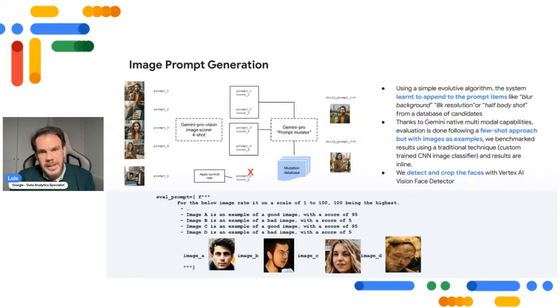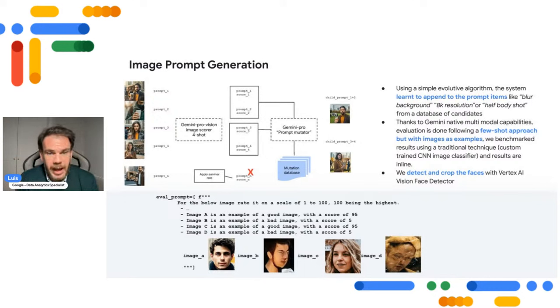To achieve that, we use a very simple evolutionary algorithm to craft the perfect prompts. I'll go super fast because this has a bit more complexity in it, but here is how it works more or less. It all starts with Imagen 2 generating images based on some seed prompts. Then we use Gemini Vision to rate the image on a scale of, let's say, 0 to 100. We supply some good and bad examples in the form of images for Gemini to do in-context learning. Remember, and this is important, that Gemini is multimodal.